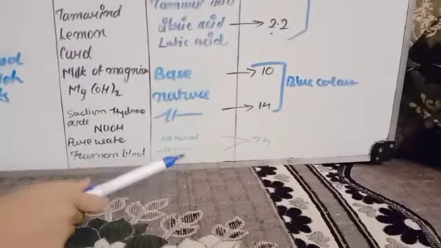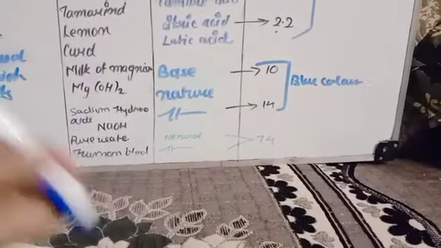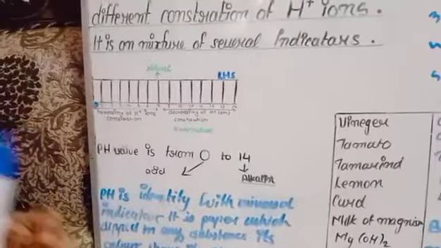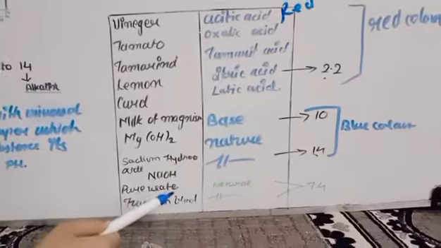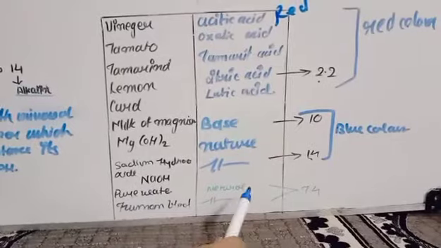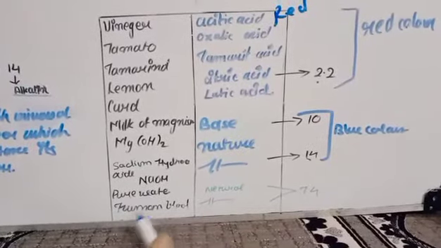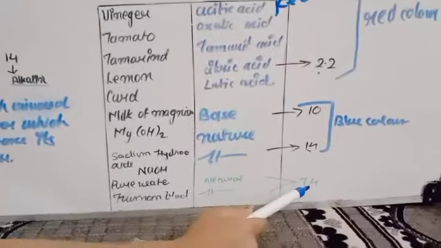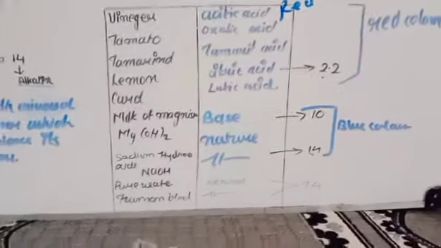Then next, NaOH, is also base in nature, so it also gives a blue color and its pH value is 14, which is here, meaning it is a very strong base. Then next is pure water. Pure water is neutral in nature and human blood is also neutral. Its pH value is 7.4, somewhere here, and it gives a green color.